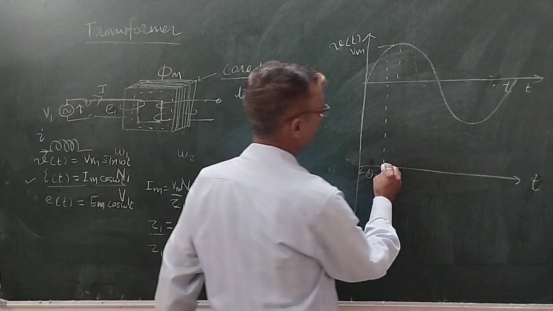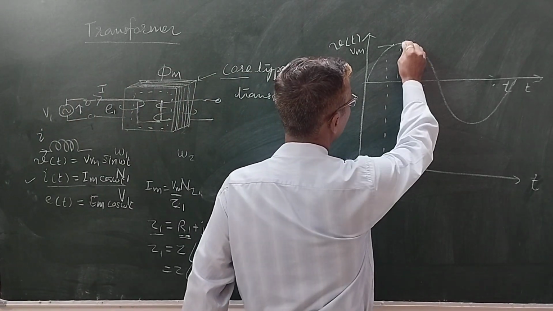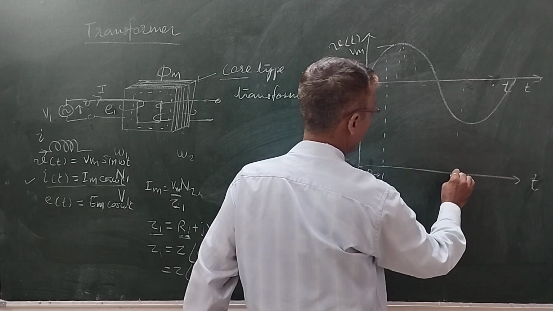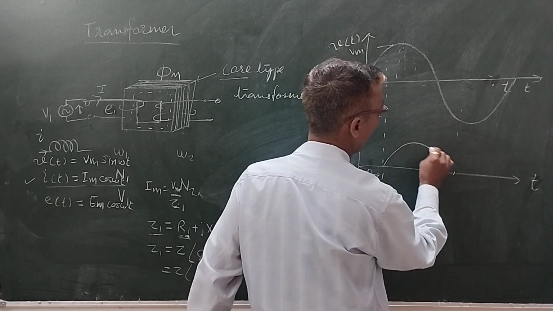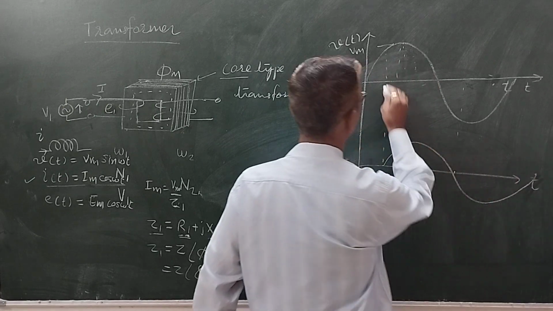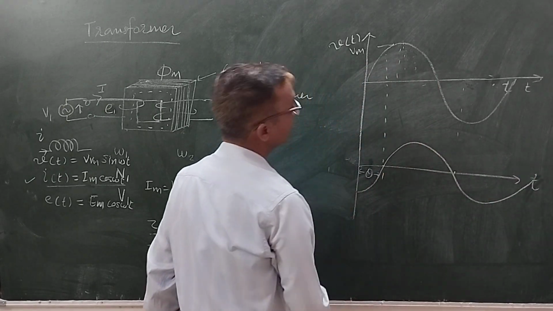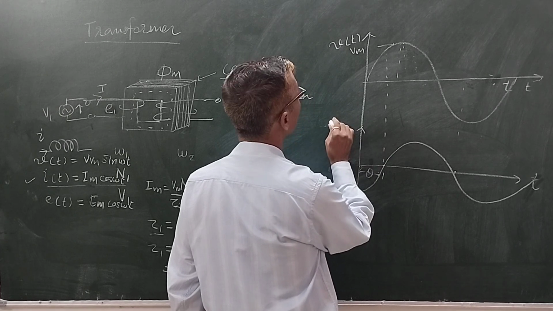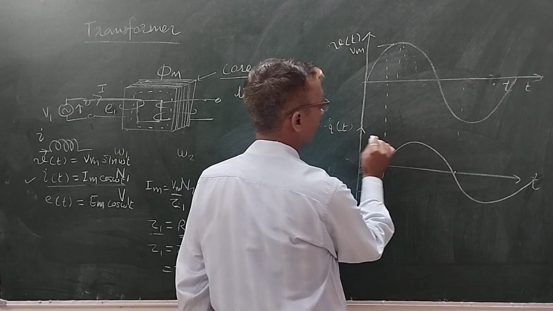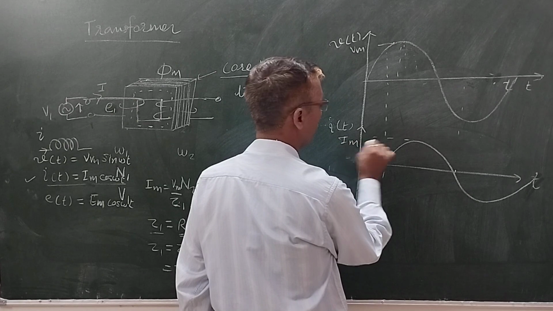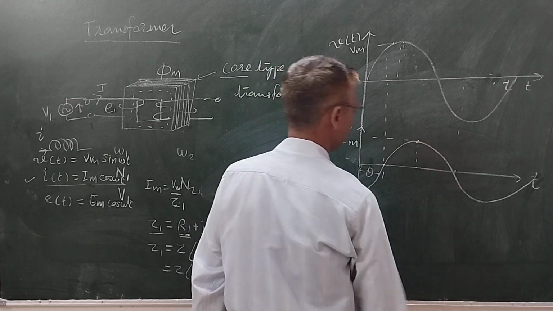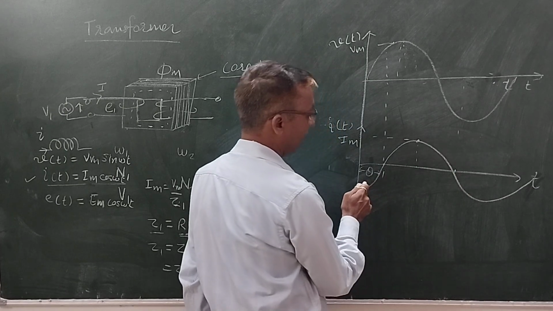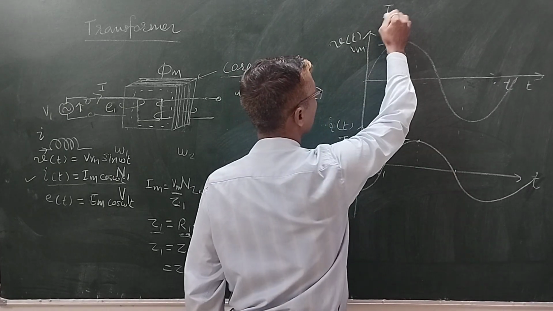So we can start this waveform from this point. At this point it may be different. So let us say it is at this point it is coming. And the waveform is like this. You will find that this is the current waveform. This is Im, the maximum of this waveform. You will find that this waveform is lagging behind by some angle because of inductive circuit.